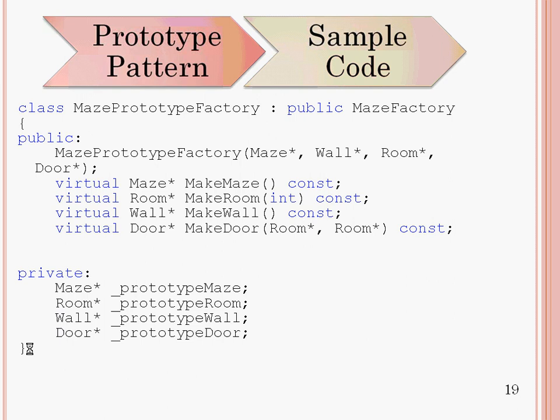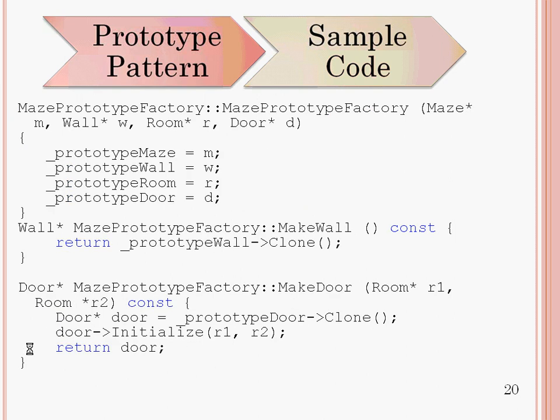While creating the maze, you go on adding components, like add a wall, add a room. These walls could be of different types, or the rooms could be of different types, based on the location or something. As you build the maze, you can add different types of components. You have a prototype for maze, a prototype for room. These are initialized when the maze prototype factory is created. This is how the constructor of the factory looks.